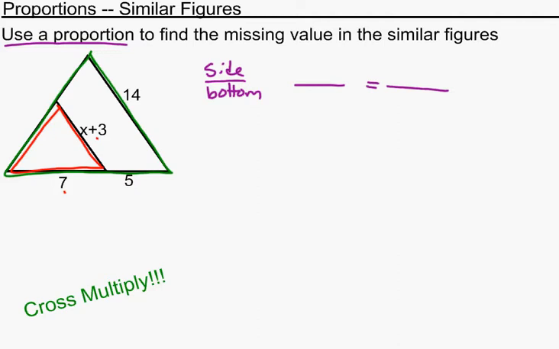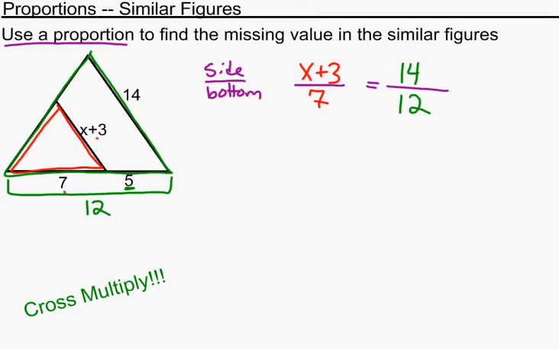So if I look first at the red triangle that I highlighted, the side would be x plus 3, and the bottom is 7. When I look at the larger triangle, the side is 14, but when I consider the bottom of my larger triangle, it goes the whole way across. The gut reaction is to just say 5, but if I want the bottom of the whole triangle, I have to add those together and get 12. So there's my proportion. X plus 3 over 7 equals 14 over 12.